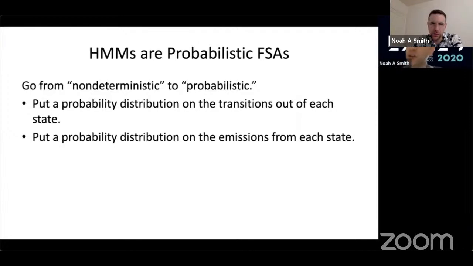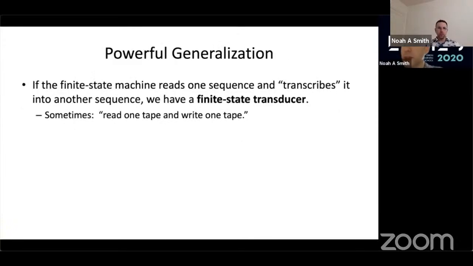If you change the non-determinism part of a finite state automaton to a probabilistic version where you have a distribution over the choices of transitions and of emissions, then you now have this sort of probabilistic FSA, and with a couple of constraints and choices about how this works, you've effectively created an HMM. There's a deep connection between HMMs and finite state automata because HMMs are what you get when you put probabilities on the automata.